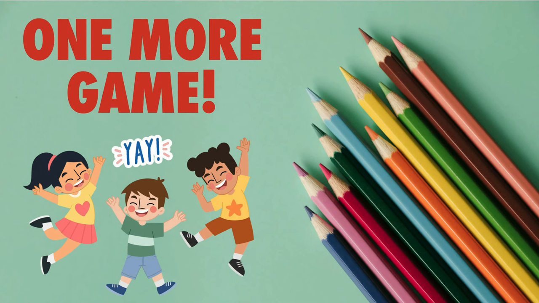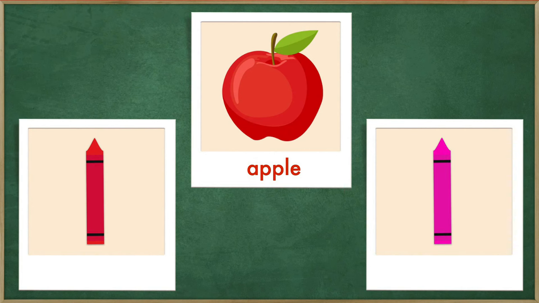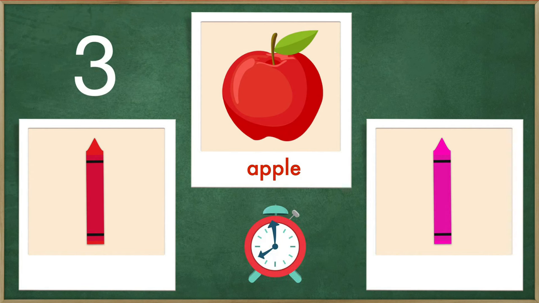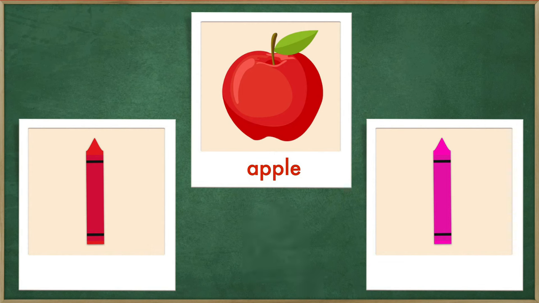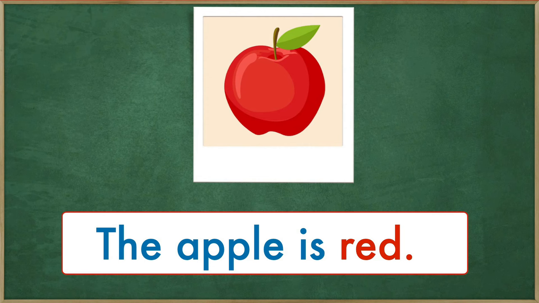Yay! So our game would be like this. I will show you a picture and choose which crayon has that color. This is an apple. What color is the apple? Is this color or this color? Choose using your finger and point it. Miss Kaye will count up to three so you could have time to think. Have you chosen your answer? The apple is red.